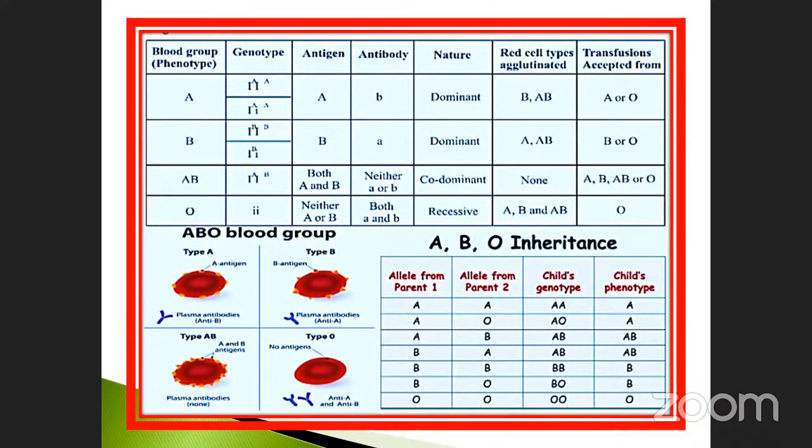Which one is the universal donor? Which one is the universal acceptor? And those things also. Sometimes they may ask a question about the parent as well as the genotype of the child. So don't forget this slide, my dear. Go to the next one.